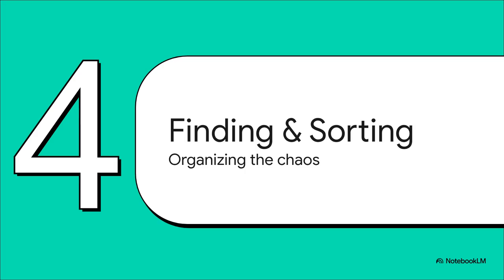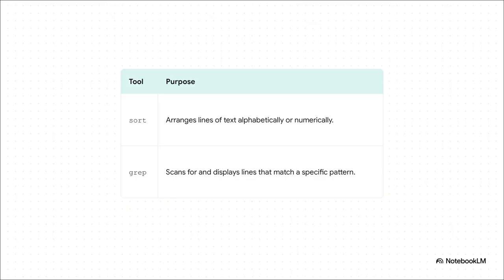So, we've looked at the data, but now it's time to actually do something with it. Let's start to really organize this chaos and find what we're looking for with a couple of real workhorse commands: grep and sort. So, sort does, well, exactly what it sounds like. It takes all that text and arranges it, maybe alphabetically, maybe numerically. It just gives you a much cleaner overview. Then you've got grep. Grep is like your high-powered searchlight. You give it a pattern to look for, and it scans through everything and shows you only the lines that match. So think of it this way. Sort organizes the entire library, but grep goes and finds the one exact book you asked for.